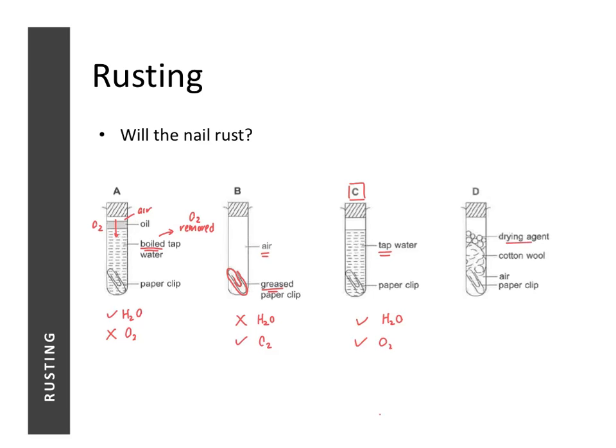Test tube D has a drying agent in there. Alright, the drying agent, it can be, or usually it is, your anhydrous calcium chloride. So what a drying agent does is that it absorbs all the water, so that there is no water around. The cotton wool serves a similar purpose. It's acting as a barrier to slow down oxygen and moisture from reaching the paper clip. So in this case, even though there is oxygen, there is no water due to the drying agent, so the paper clip in test tube D will also not rust.